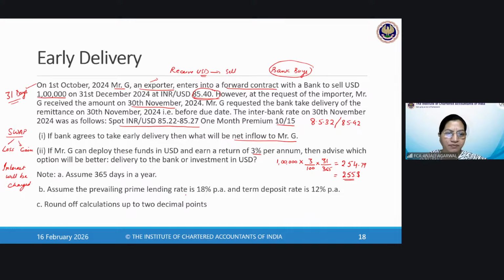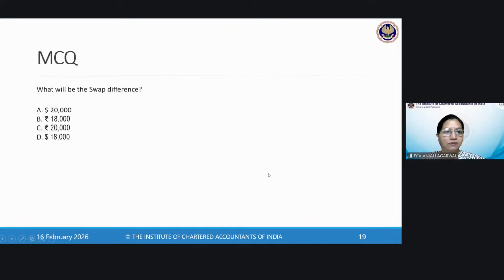Now assume the prevailing prime lending rate is 18% per annum and the deposit rate is 12% per annum. Round off all calculations up to 2 decimals. So this one is very clearly saying round off all calculations up to 2 decimals. So I'll have to stick to 254.79 USD. Okay, that will be for rates also and for the currency also. So I'll take 254.79 only. Okay. So what are the questions?